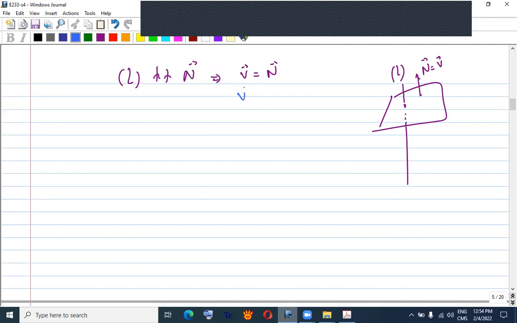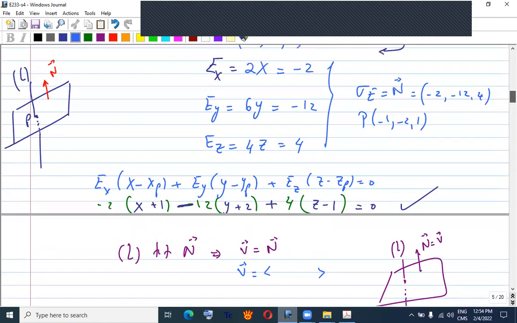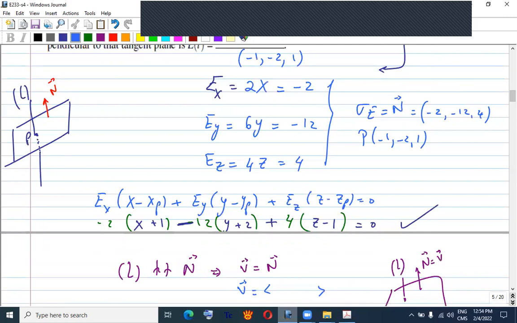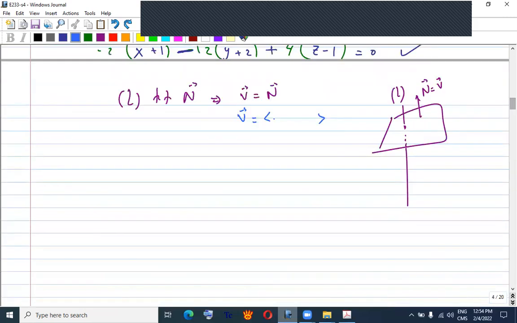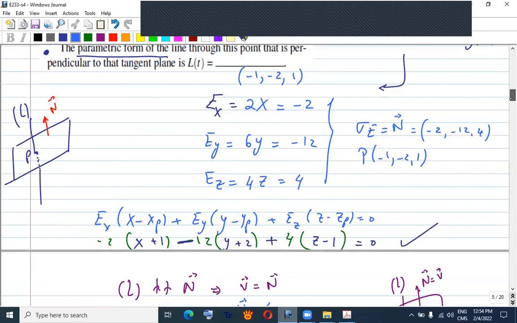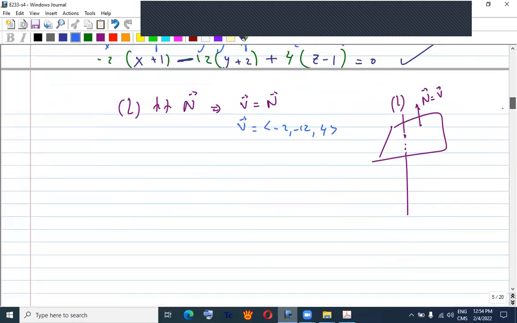What is v, by the way? What is n? That would be right here: -2, -12, and 4. The constant ended up being 30, by the way, I don't know if that's necessary. And the point is (-1, -2, 1).